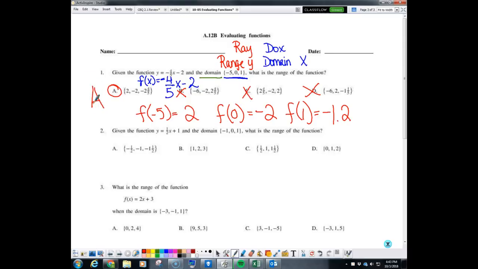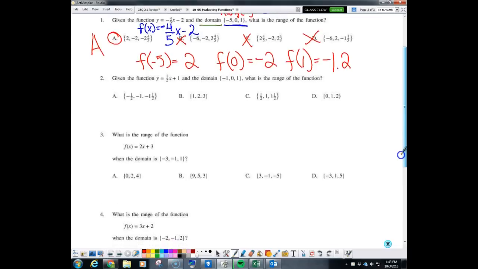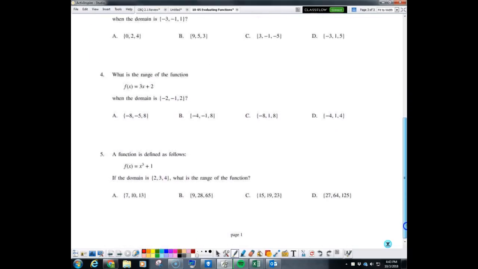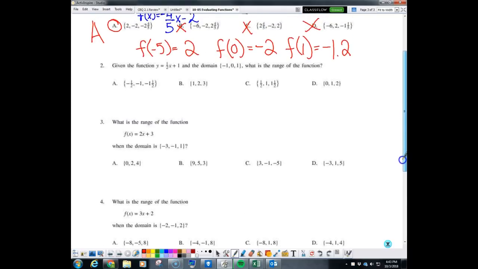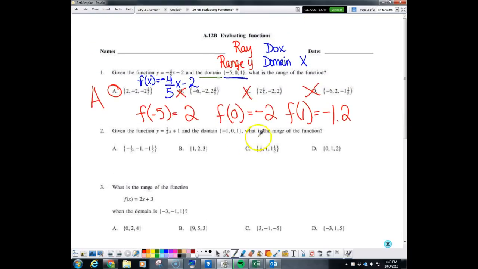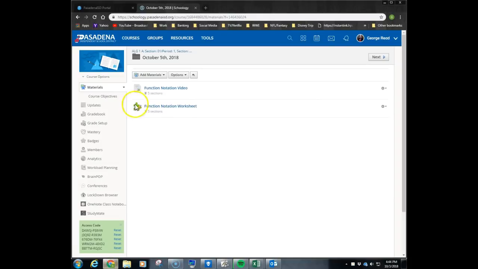Okay, that's what you're going to do for the rest of these, for 2, 3, 4, and 5. See over here, they actually have it in function notation. Up here, you could be using it as y. It's up to you. So this should be pretty straightforward. Don't forget, you have to put your answers into Schoology, right? Just to remind you, you have to go to Schoology and put it right here, function notation worksheet.